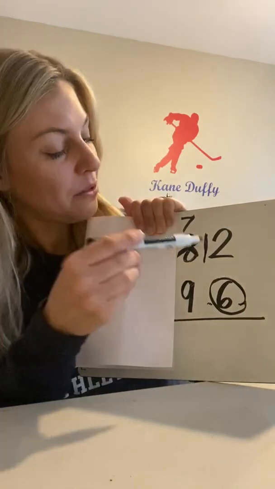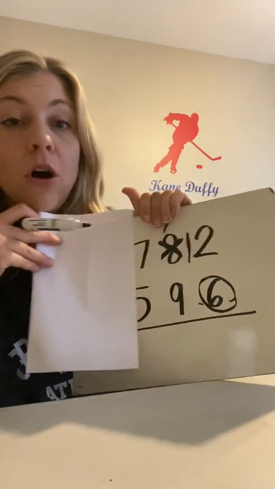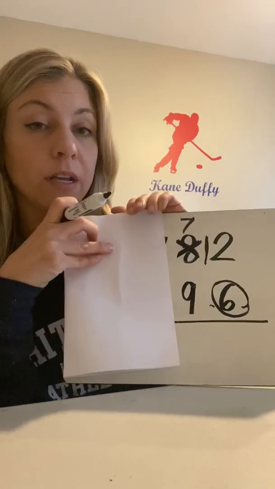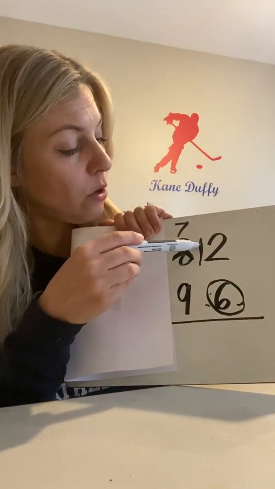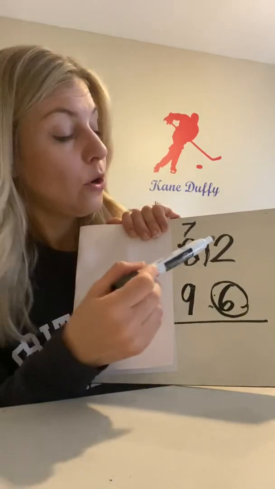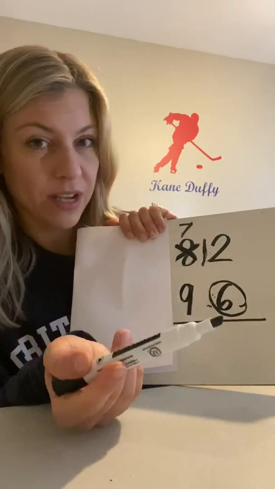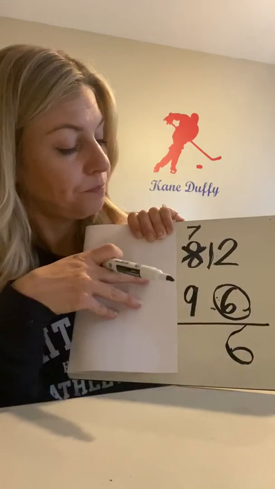Okay, so I went next door to the 10 spot. I didn't come all the way over to the hundreds. That's not the next column. I stayed right there in the closest column, the tens. I took 10 more, so now the 8 is a 7. 12, I go back to the ones. 12 take away 6 is 6.